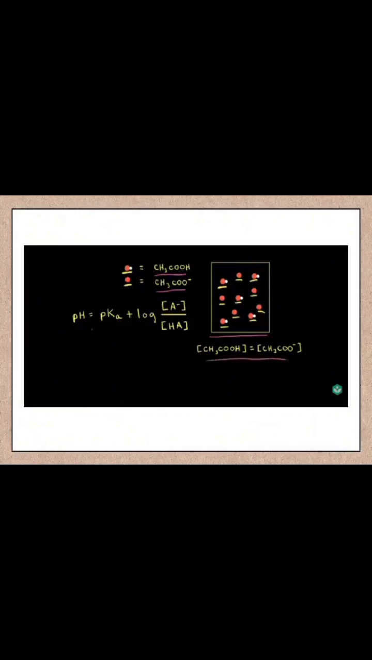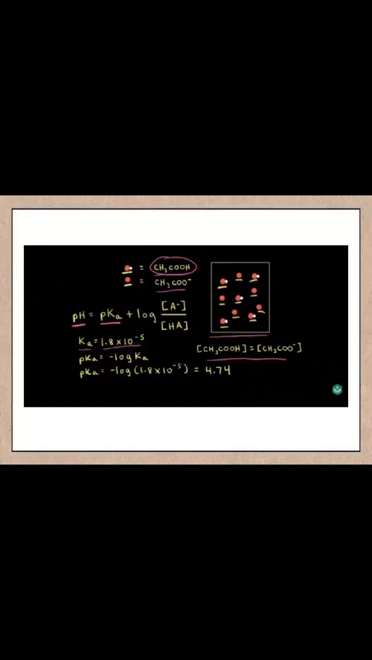Next, let's think about the Henderson-Hasselbalch equation. Our goal is to calculate the pH of this buffer solution represented in the particulate diagram. And so first, we need to know the pKa of the weak acid, which is acetic acid. At 25 degrees Celsius, the Ka value for acetic acid is equal to 1.8 times 10 to the negative 5th. The Ka value is less than 1 because acetic acid is a weak acid.